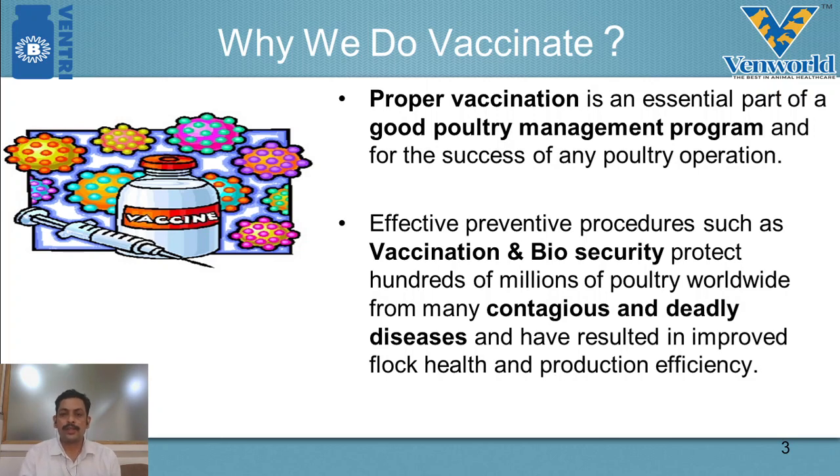Before we start this session, I want to highlight that proper vaccination is a very essential and important part of a good poultry management program, and the success of any poultry operation totally depends upon a good poultry management program. We all know that effective preventive procedures such as vaccination and biosecurity protect hundreds of millions of poultry worldwide from many contagious and deadly diseases, and due to that there is an improvement in flock health and production efficiency.